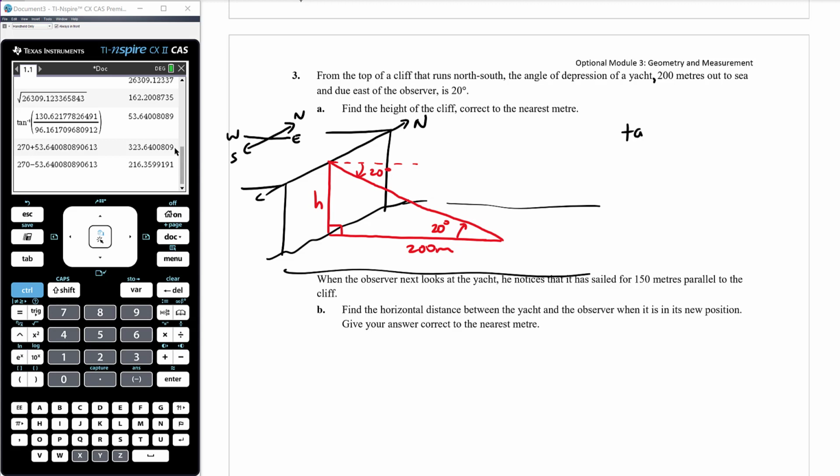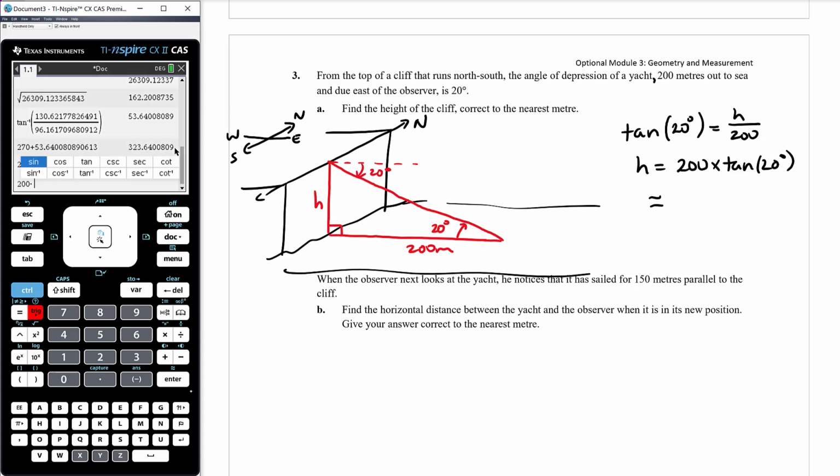Right, so it's a nice straightforward right angle triangle trig problem. It's tan again. So tan of 20 degrees is h over 200. And so h is 200 times tan of 20, which is, to the nearest metre, 73 metres.